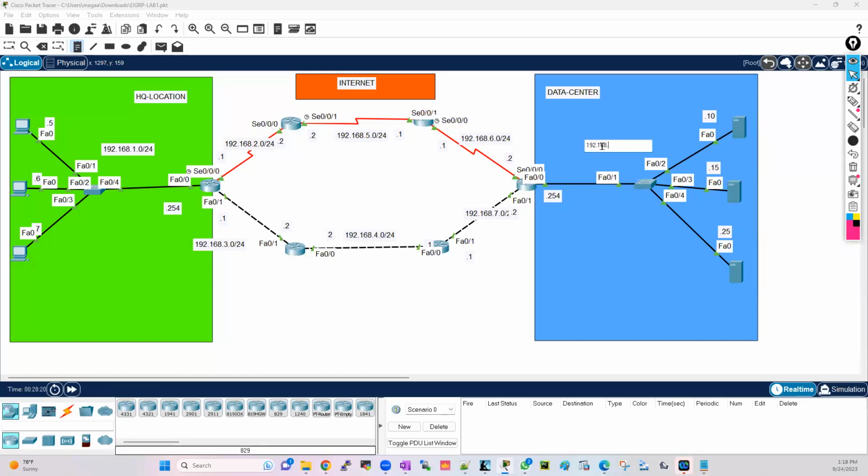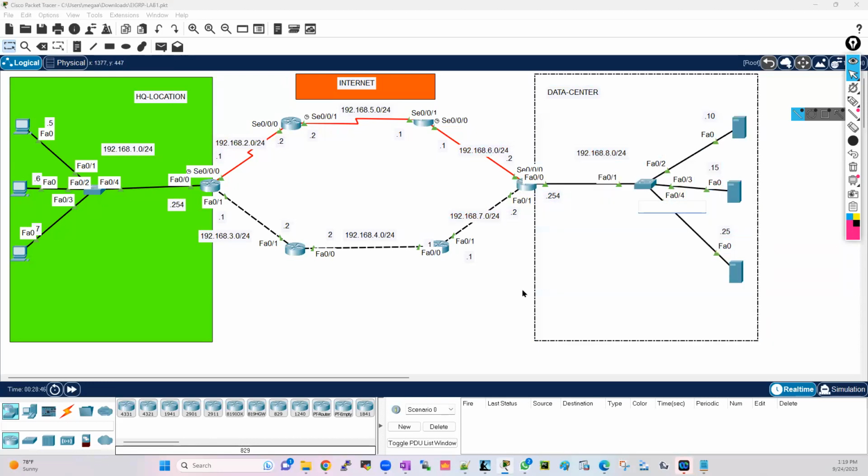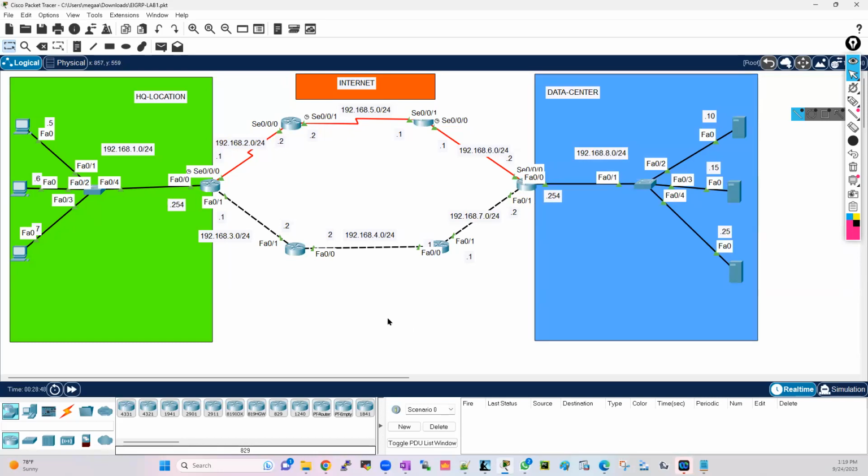Okay, let me do it like this. .8.0/24. Okay. Now I've assigned all the interfaces their respective IPs. Now what we do is configure: we assign subnets to them. So let's start together from router 1.